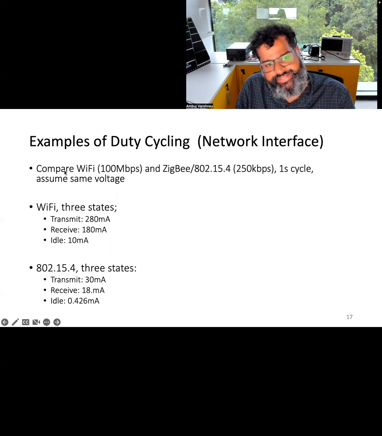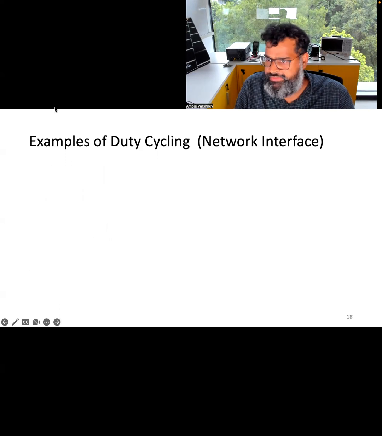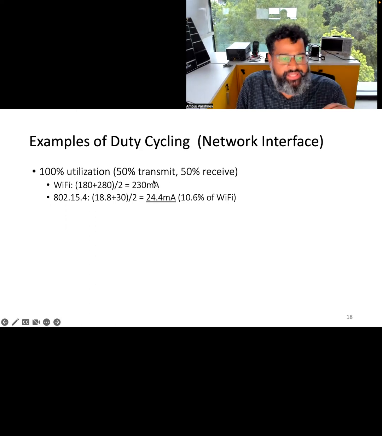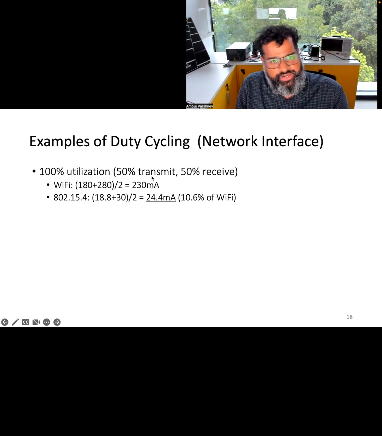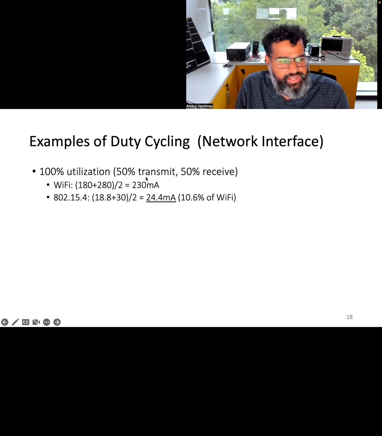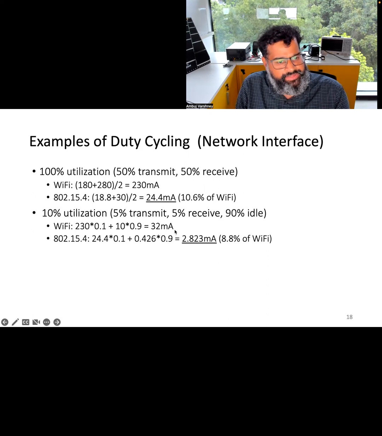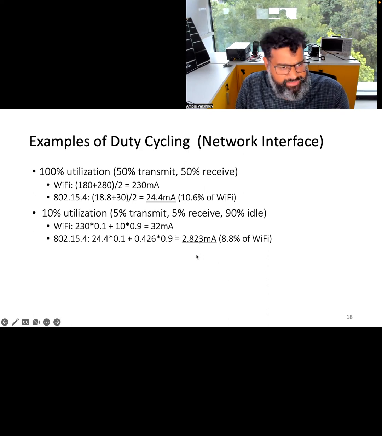So let's look at how duty cycling can help us extend the lifespan of the IoT device. If we have 100% utilization, that means that half of the time you're transmitting and half of the time receiving, without your network interface or radio being put into the low power state. What we find is that the average current consumption would be about 230 milliamperes, and for the Zigbee radio, it will be 24.4 milliamperes. And if, let's say, you are utilizing 10%, the average current consumption would be about 32 milliamperes, and for Zigbee, it will be 2.823 milliamperes.